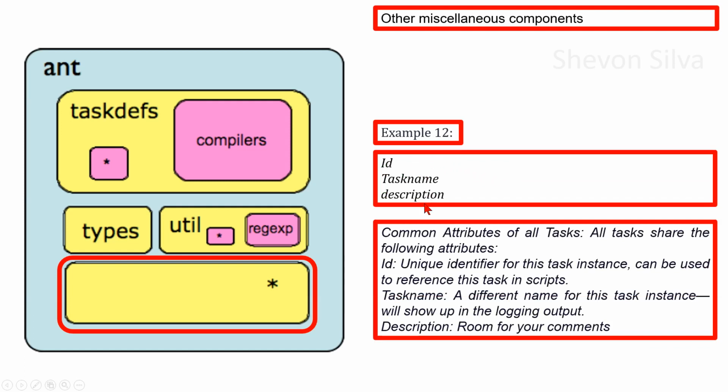Common attributes of all tasks. All tasks share the following attributes: ID, a unique identifier for this task instance, which can be used to reference this task in scripts. Task name, a different name for this task instance that will show up in the logging output. Description, room for your comments.